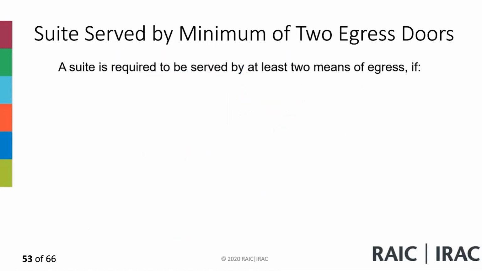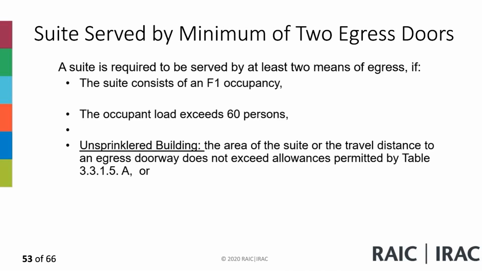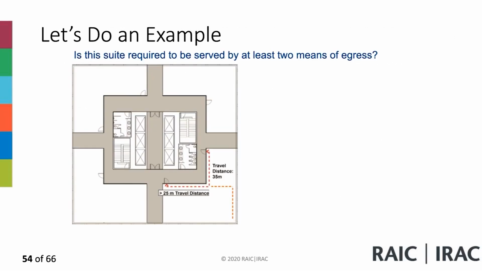Okay, so a suite is required to be served by at least 2 means of egress. So what's the definition of suite? We saw it at the beginning. It's in 1.4.1.2. So take a look. You can take a look at it again. A suite is required to be served by at least 2 means of egress if the suite consists of an F1 occupancy, the occupant load exceeds 60, or the travel distances are exceeded in an unsprinklered or sprinklered building.